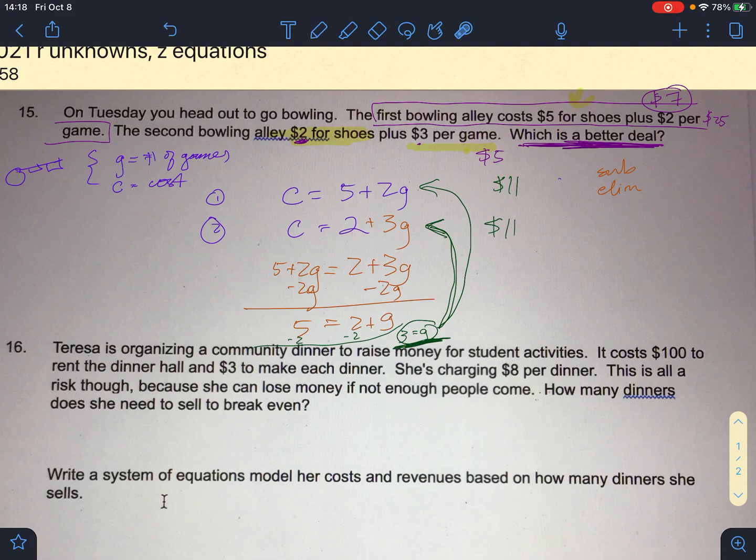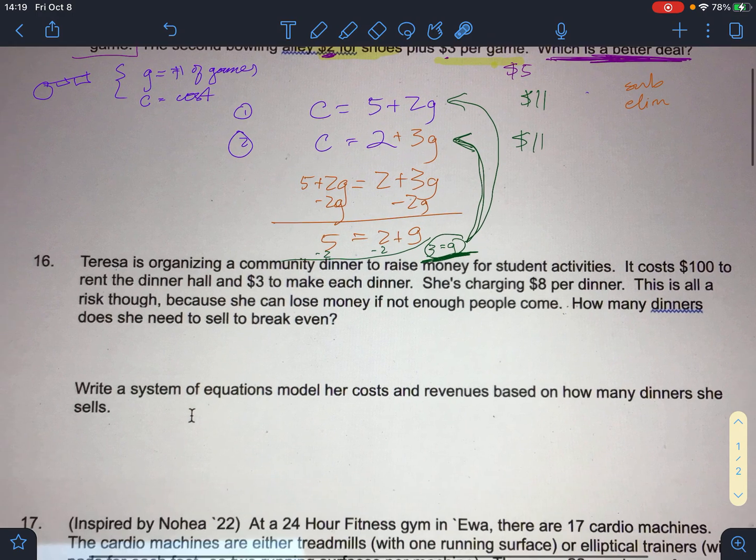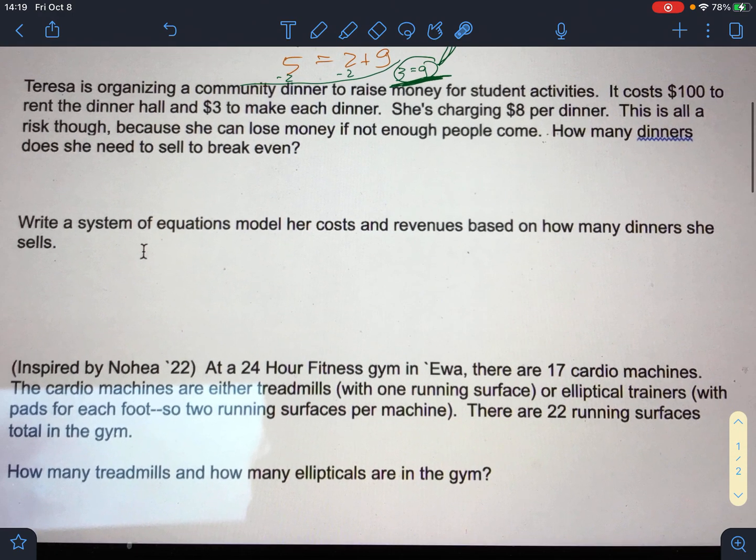Now, if we had to answer the question, which is a better deal, well, it all depends. If we play 3 games, it's equal. If we play more than 3 games, okay, this will be the better deal. Why? Because it's only $2 per game. Okay. This problem is really important for substitution, okay, and solving if you have variables on both sides. Okay. All right, let's take a look at 16.